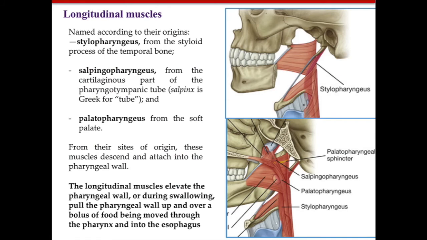Longitudinal muscles are muscles that run longitudinally. They are named according to their origins. All you need to know is, like in the mouth, know that they exist. So stylopharyngeus, from the styloid process. Salpingopharyngeus, the salpinx represents a tube. So we've talked about a pharyngotympanic tube, or eustachian tube, a tube that comes from the middle ear to the throat. And this is a muscle that allows some of that movement. This is called salpingopharyngeus. And the palatopharyngeus comes from the soft palate.